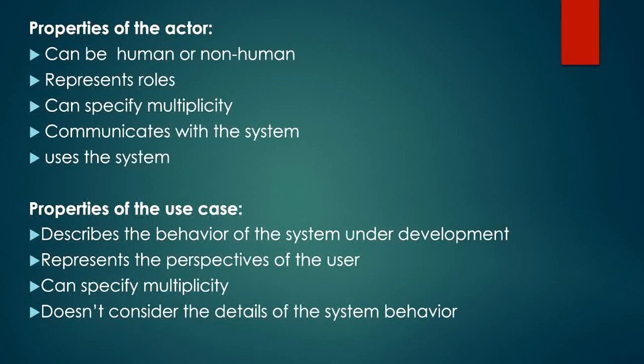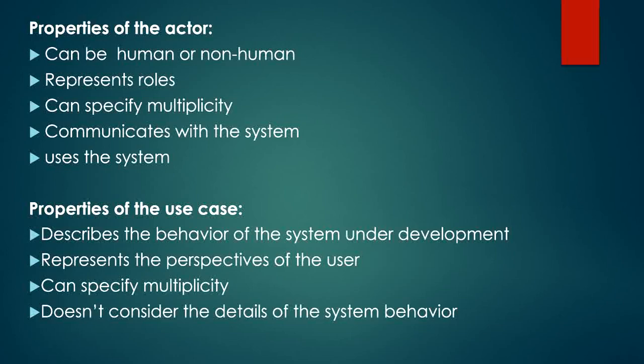Here we have the properties of an actor. First thing is he can be human or non-human. He can be anyone. It can be me, you, or as I told you, anyone. And it represents a role. Actor is a role. It can specify multiplicity: one actor can perform multiple actions. We will see it through a diagram. So he can perform multiple actions, and that is what multiplicity specifies. He communicates with the system and uses the system. So these are the different properties an actor possesses.